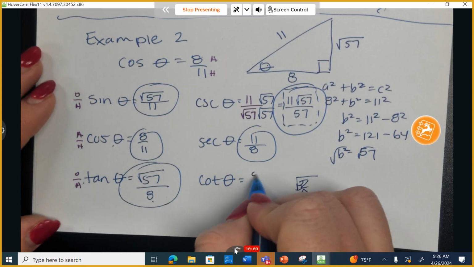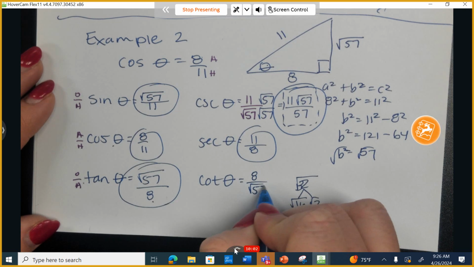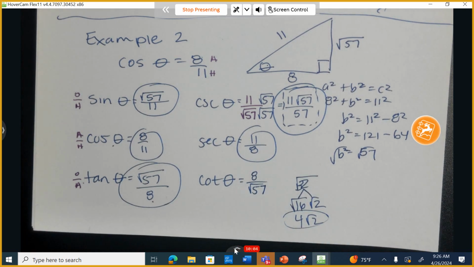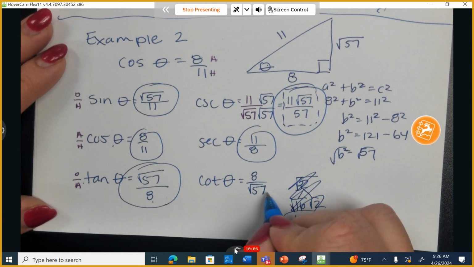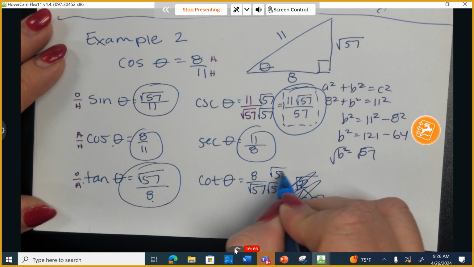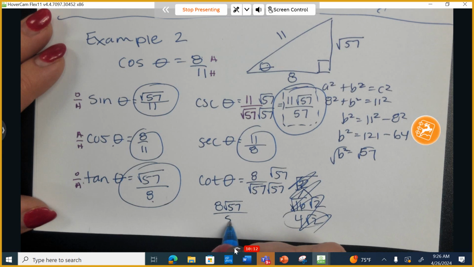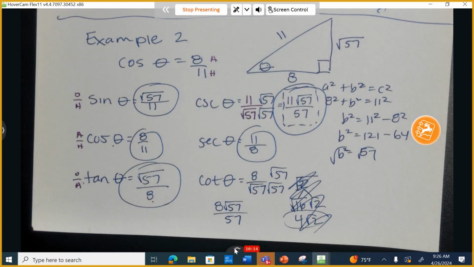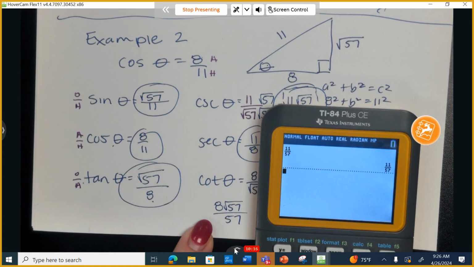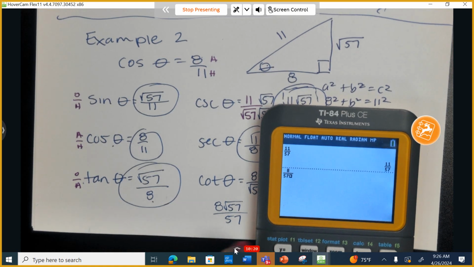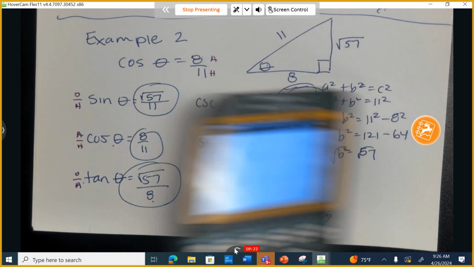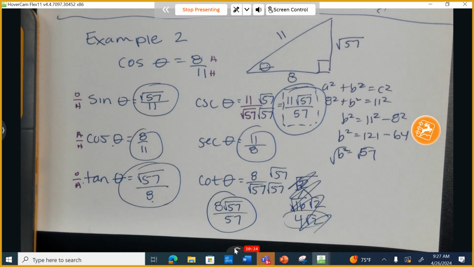I'm flipping it. 8 over the square root of 57. Mathematically not wrong, but it's not in proper form. So I'm going to take both the bottom and the top times the square root of 57. I'm left with 8 square roots of 57 divided by 57, but I don't know if that's in reduced form. So I'm going to take my calculator, alpha, and then directly to the right, I'm doing 8 divided by 57, enter. Oh, I get the exact same fraction. That means this is in reduced form.